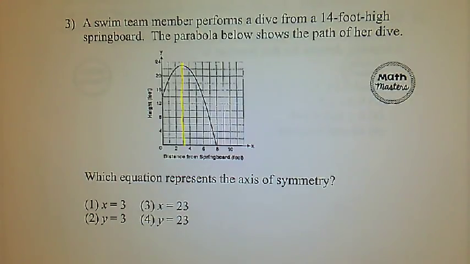Okay, so we know the axis of symmetry is a y equals, okay, and all they're looking for is to show you that you know that it's going to be x equals. So x equals 3 is our answer. And easy. Hope you guys get that one on the region.